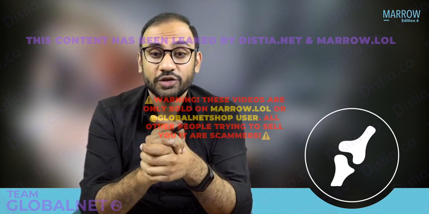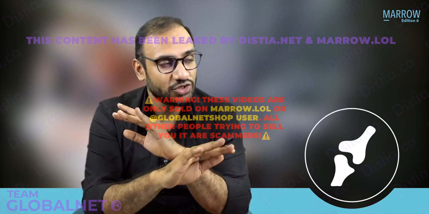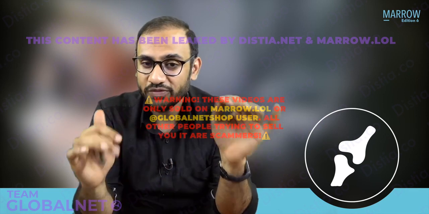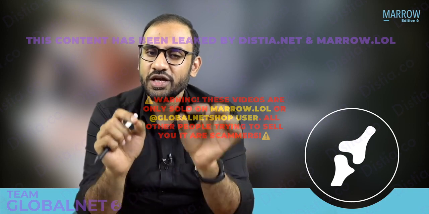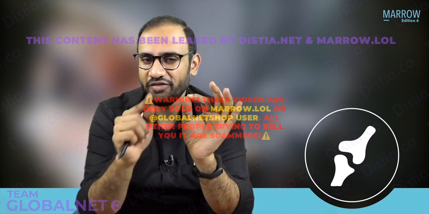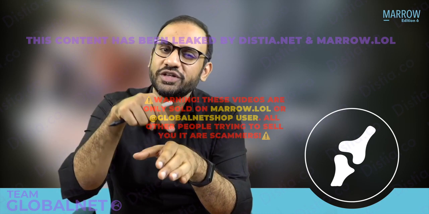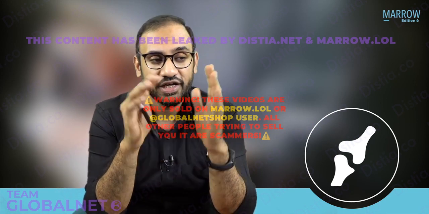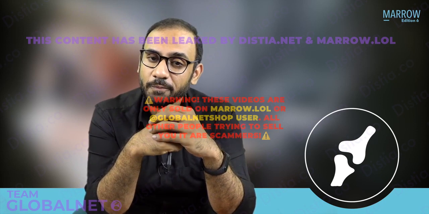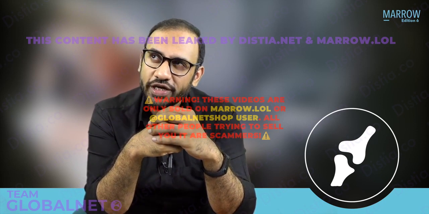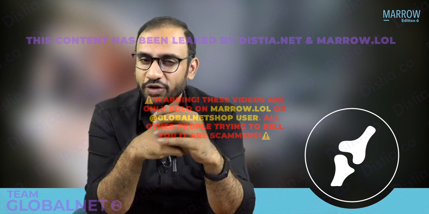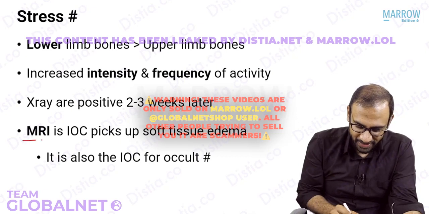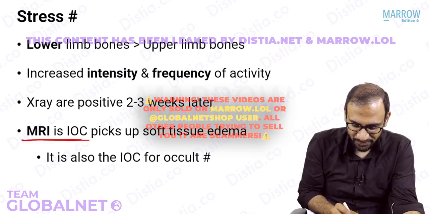You get an X-ray done. Usually the fracture, that is stress fracture, is not visible on X-ray for a few weeks. For good 2 to 3 weeks, the fracture will not be visible. It's usually a clinical diagnosis because the patient will classically have pain after activity and he can put his finger and show you where the pain is. Point tenderness. So what is the investigation of choice if the fracture is not visible on X-ray? The investigation of choice for a fracture that is not visible on X-ray or a hidden fracture or an occult fracture is MRI. Okay, MRI is the investigation of choice.